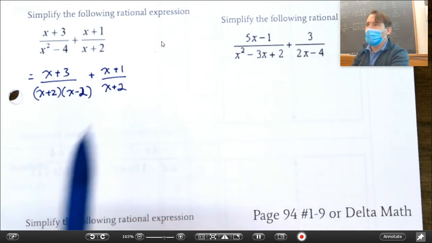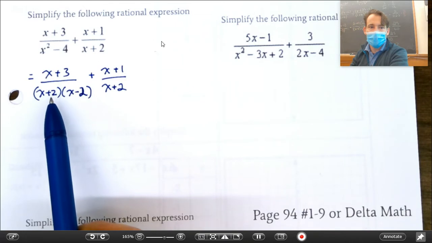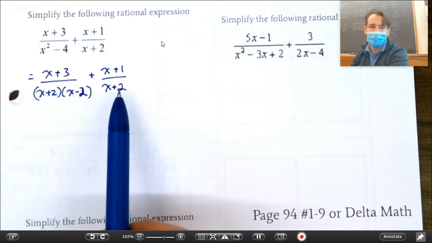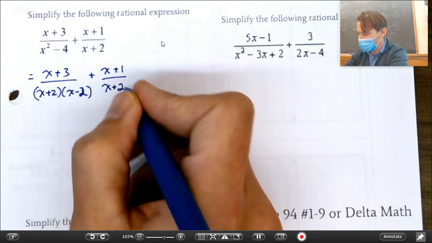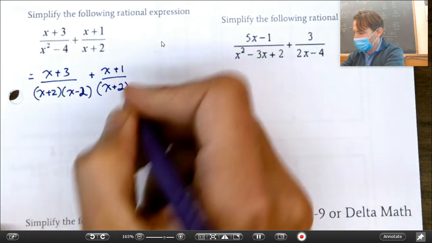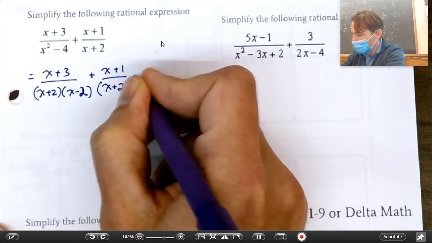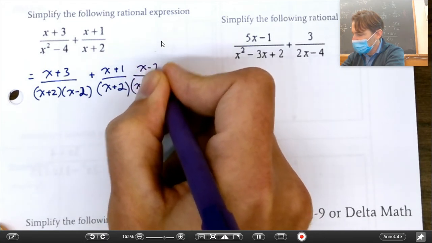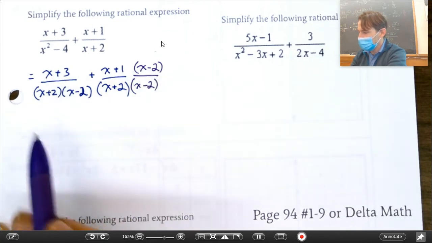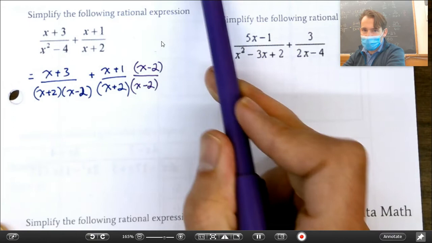And now we want to create a common denominator. We're looking at this and we see they both share the factor x plus 2, but this one has a factor x minus 2 on the bottom. We need to add that factor over here. So let's go ahead and do that. We're going to multiply top and bottom by x minus 2 on this side to create that factor. Now we have this as a common factor.